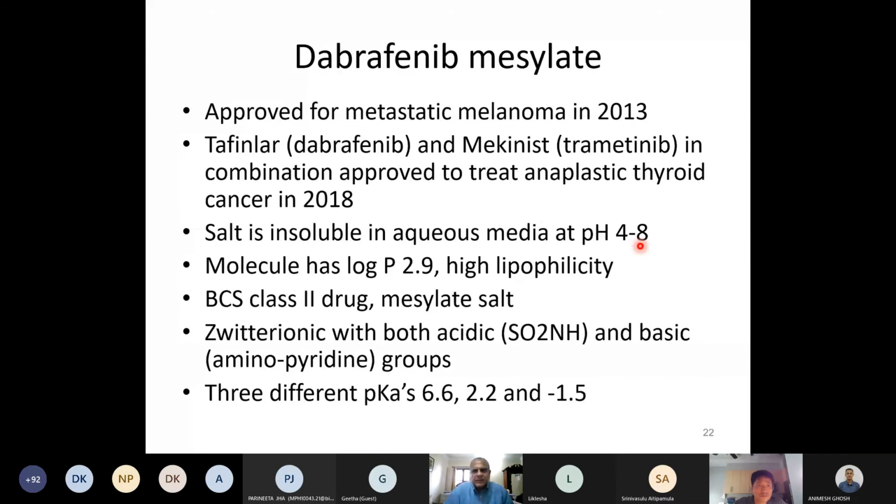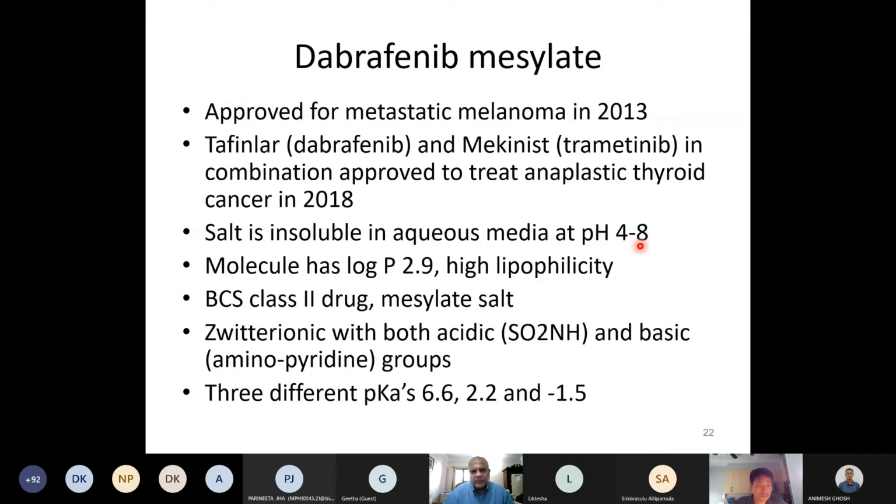The next is an anti-cancer drug, dabrafenib, which was more recently approved for melanoma cancer, and it is also used as a combination drug. This is marketed as a mesylate salt, and it is a BCS class 2 drug. So although it's a mesylate salt, it is still not having optimal or ideal solubility. It is still in the low solubility category of BCS class 2.